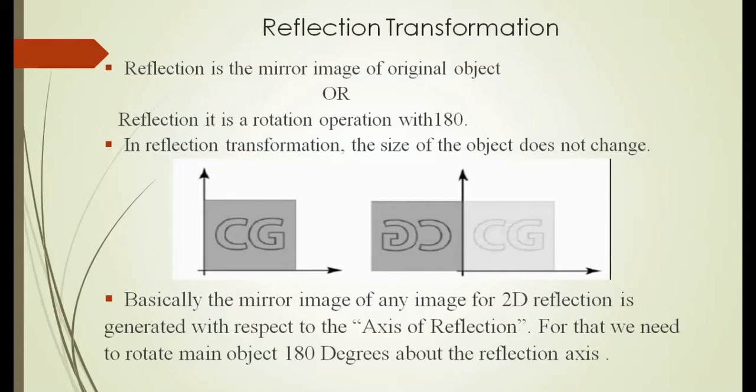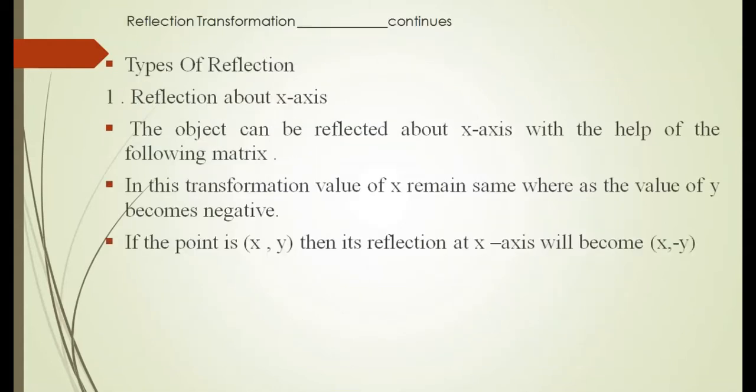Basically, what does the reflection transformation mean? Reflection transformation means a mirror image of the original object. Okay, so the types of reflection: the first one is reflection about the x-axis, the second is reflection about the y-axis, then reflection about the origin, and reflection about y equals x. These are the four types of reflection.